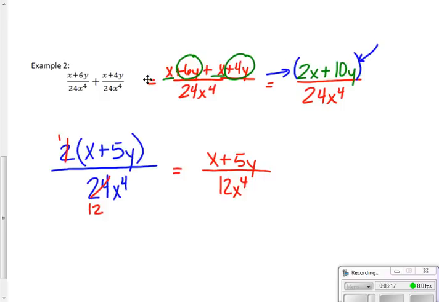Now a lot of people are like, oh, can I take out an x? You cannot take out an x. Reason being is this top part is a binomial. I can't factor an x out of each term to take it off the bottom. So your answer, x plus 5y over 12x to the 4th power.